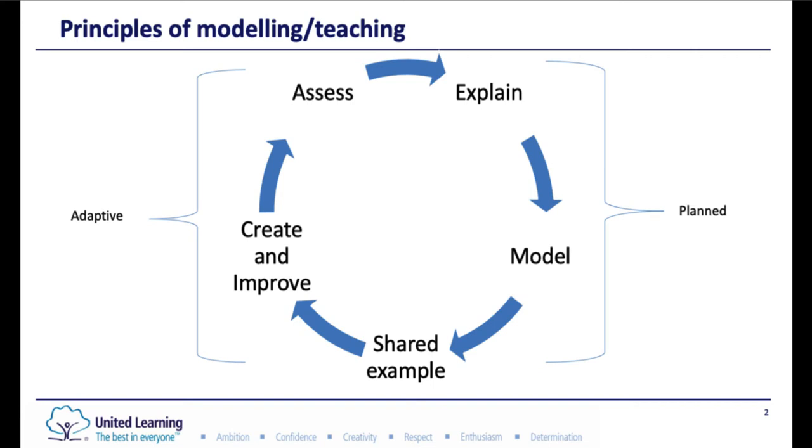Now, children are used to seeing everything on the right-hand side of the circle. They're used to things being explained and modelled. They used to be able to see the assessment in their own book, but they're not used to seeing for everybody that adaptive part of the lesson where you're working with different children.